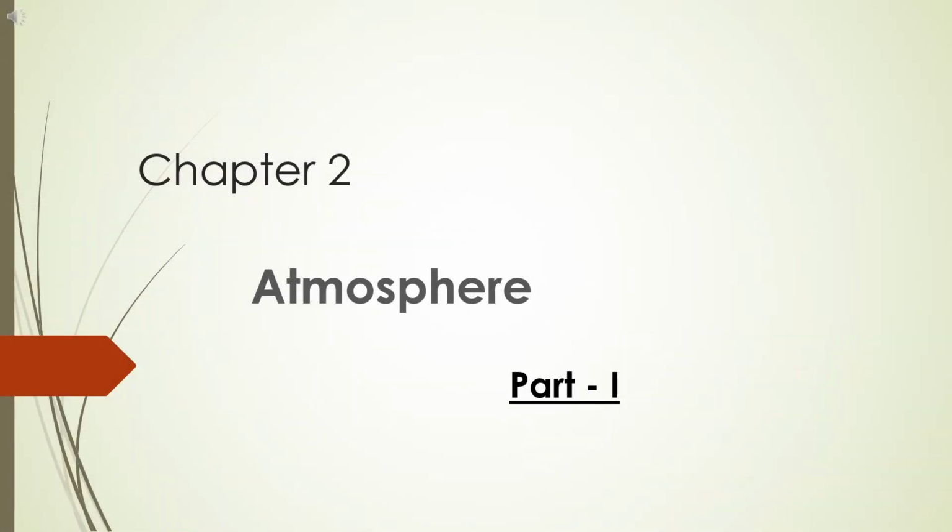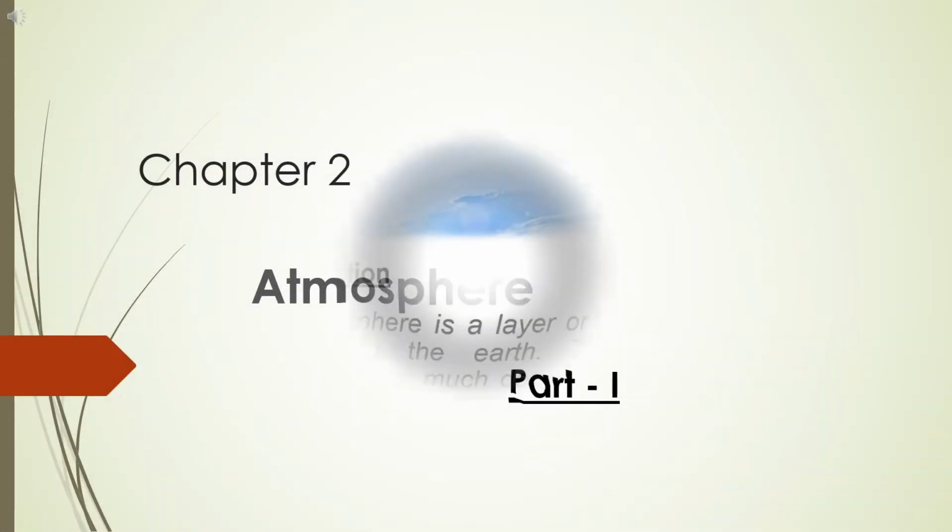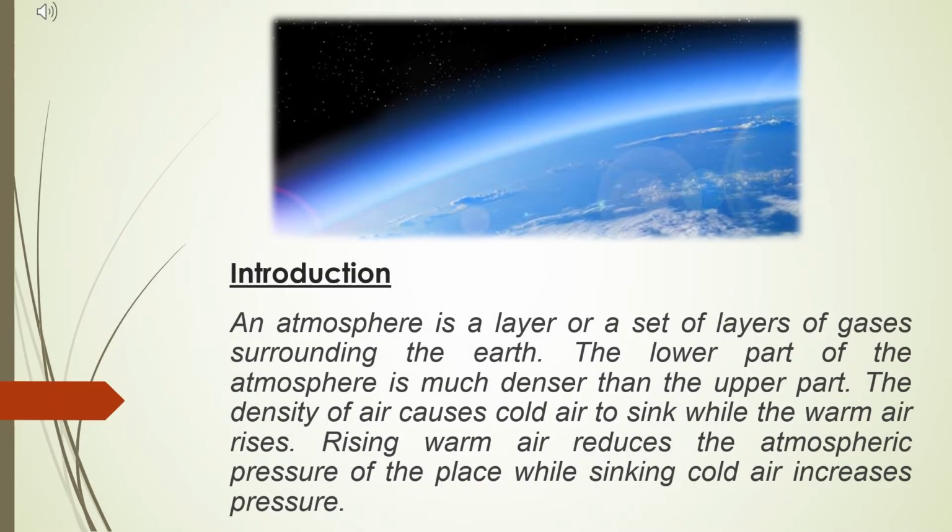Chapter 2: Atmosphere. An atmosphere is a layer or a set of layers of gases surrounding the Earth. The lower part of the atmosphere is much denser than the upper part. Density of air decreases with the increase of height. As the height increases, the air density decreases.